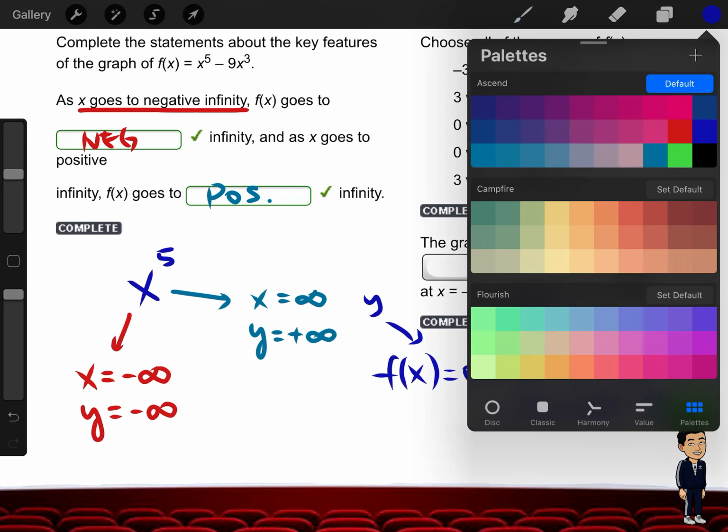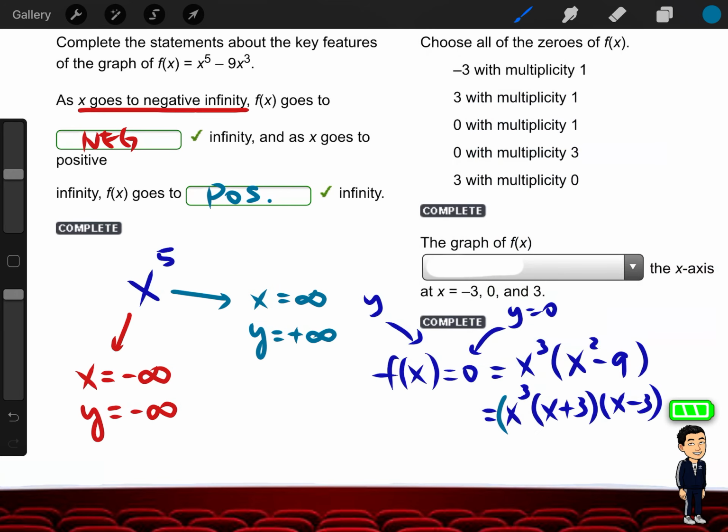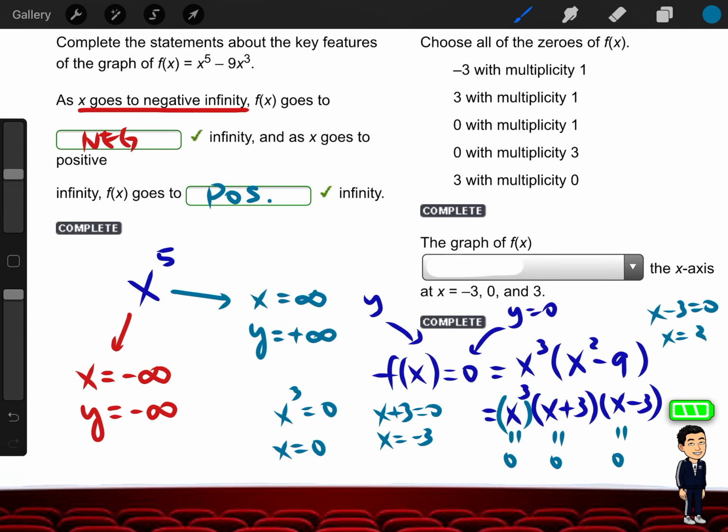Understand that each term inside the parentheses we set equal to 0. We're going to go ahead and solve for x. So x cubed equals 0 means that x equals 0. Then x plus 3 equals 0, so x equals negative 3. And x minus 3 equals 0 means that x equals 3.